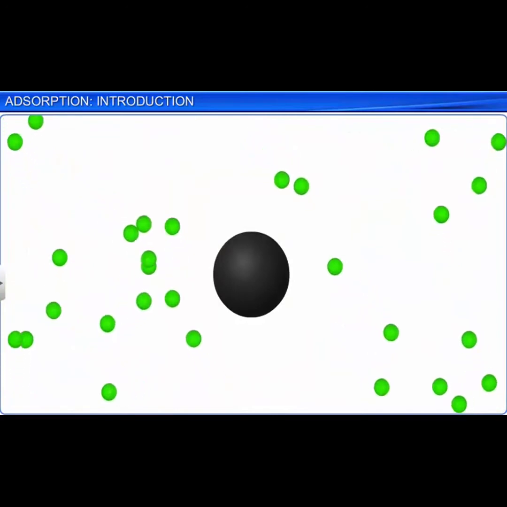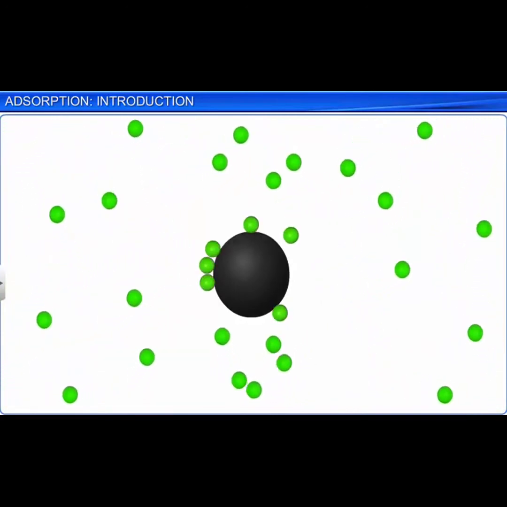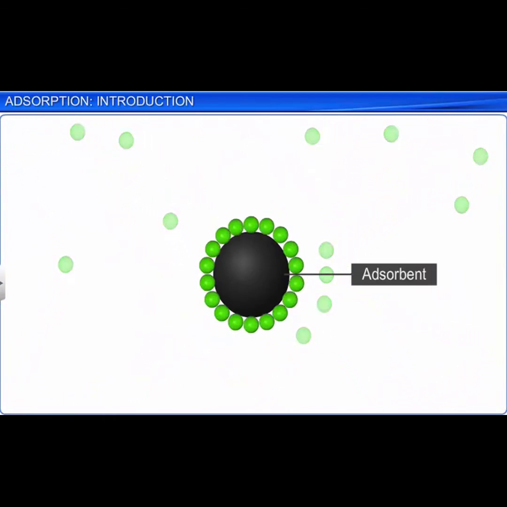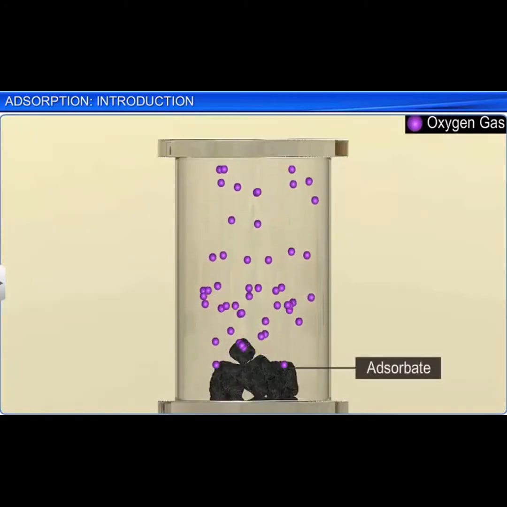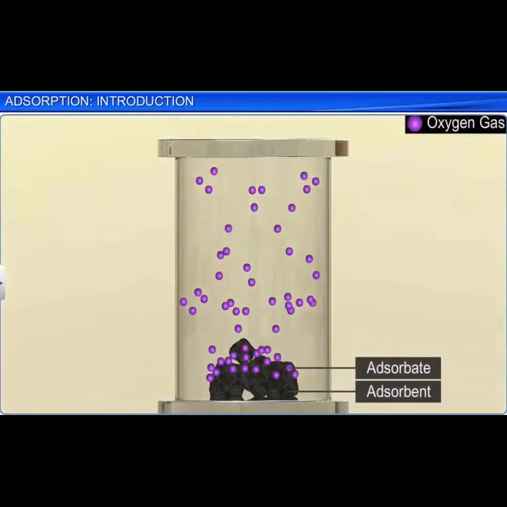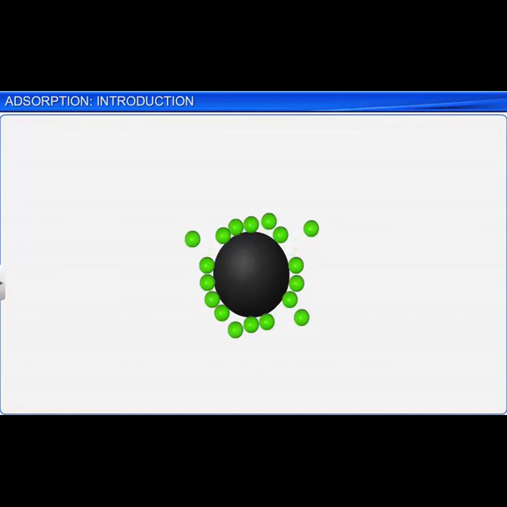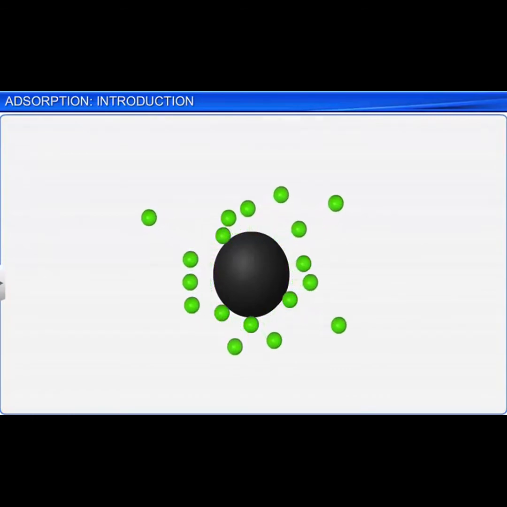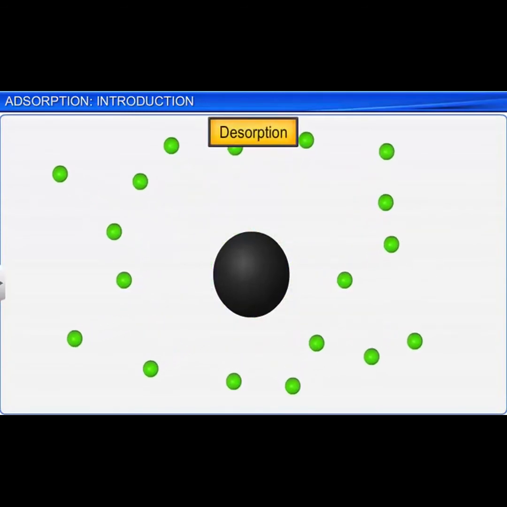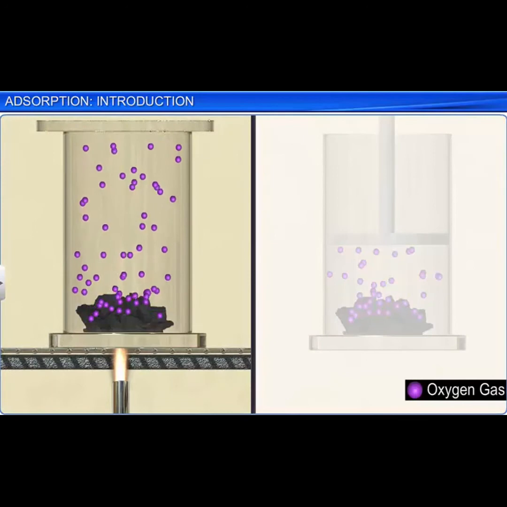The substance on the surface of which adsorption takes place is called the adsorbent, while the substance thus adsorbed is called the adsorbate. In the example that we just saw, the molecules of oxygen are the adsorbate, while the solid charcoal is the adsorbent. The reverse process, that is, the removal of the adsorbed substance from the surface, is called desorption. It can be brought about by heating or by reducing the pressure.